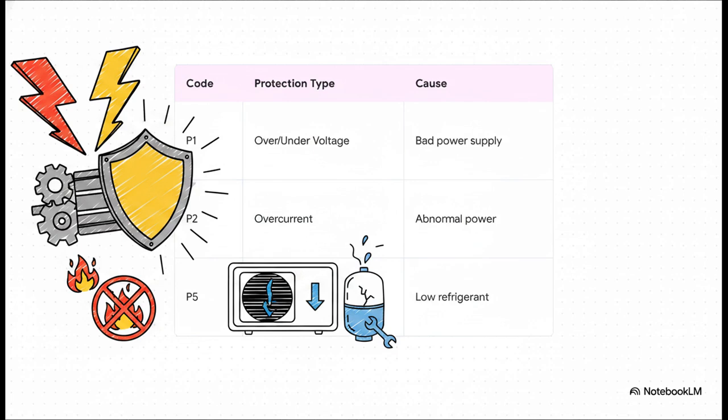If you get a P1 or P2, your unit isn't necessarily broken at all. Rather, it's detecting dangerous voltage or current spikes coming from your home's power supply. It cuts out specifically to prevent its internal motor from blowing out, or worse, starting an electrical fire. Meanwhile, a P5 indicates subcooling. That is a major hint that your system has a low refrigerant charge and desperately needs to be topped off.